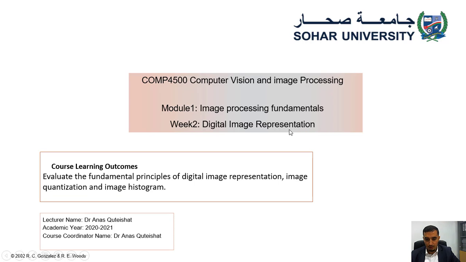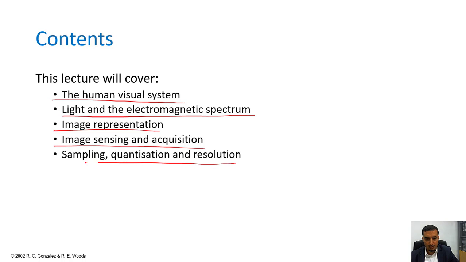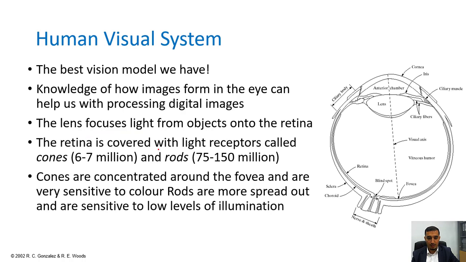Today we are going to talk about digital image representation, and in particular what we mean by image resolution, image quantization and sampling. The contents of the lecture will cover how humans perceive images, light and the electromagnetic spectrum, image representations, sensing and acquisition, and finally sampling and quantization and resolution for an image. So let's get started.